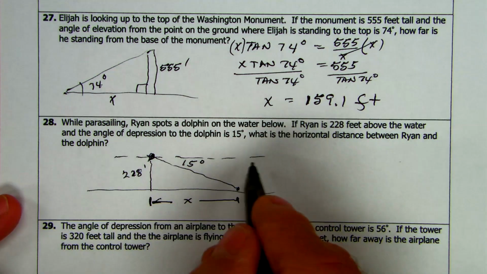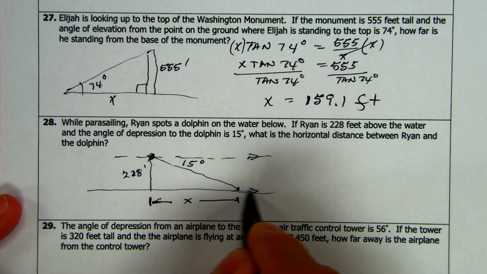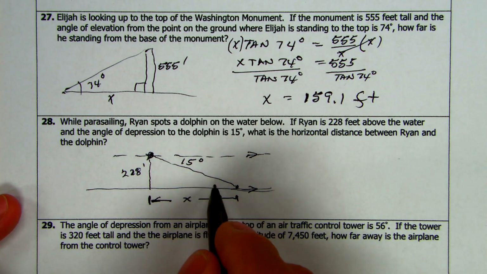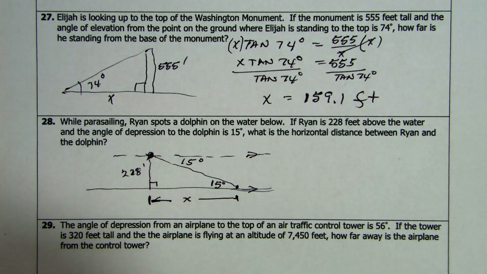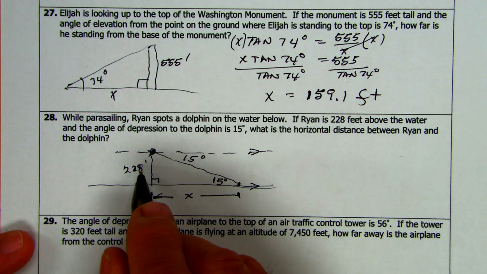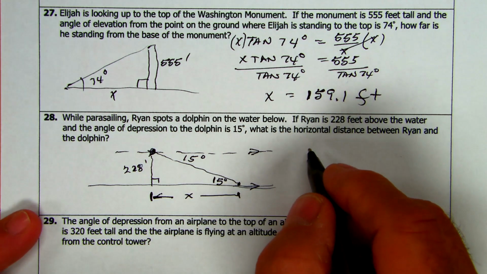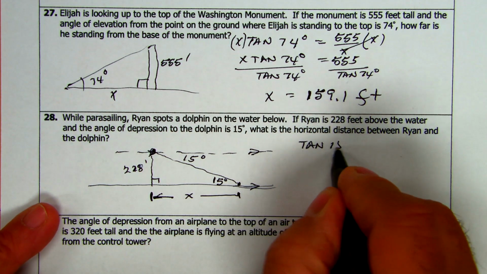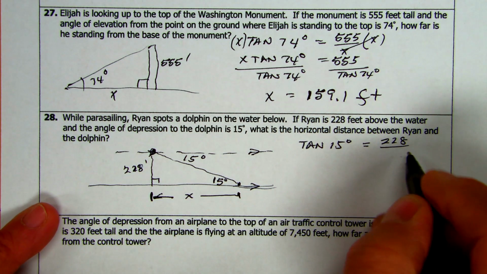Now, this imaginary line is parallel to this line. Parallel. So alternate interior angles, this would be 15 degrees. This is 90. So now we could say we're looking at the opposite over the adjacent. So that would be the tangent. The tangent of 15 degrees is equal to the opposite over the adjacent.